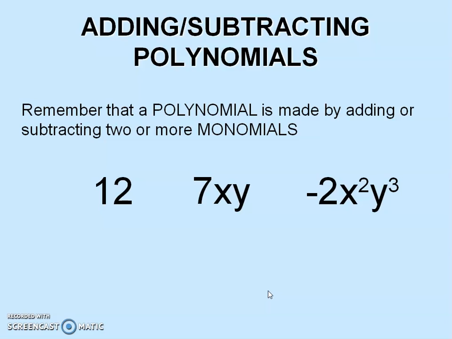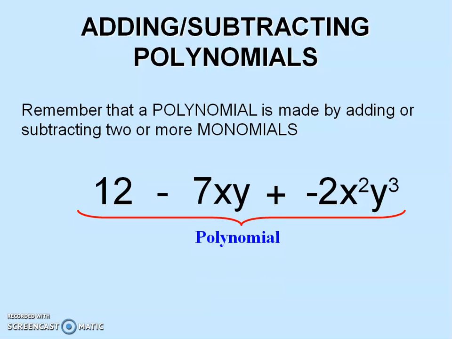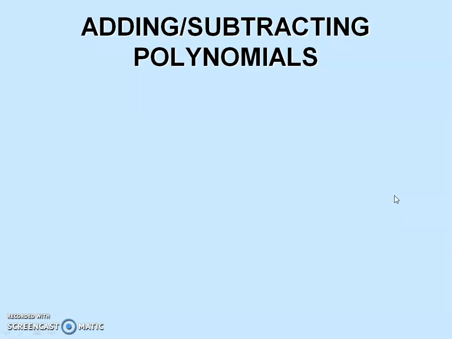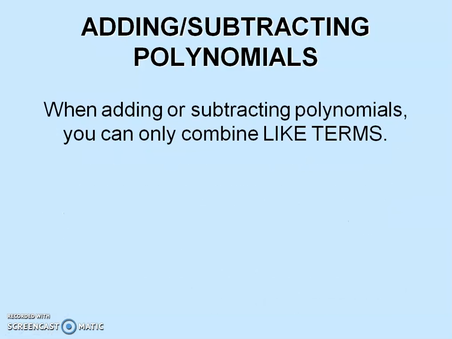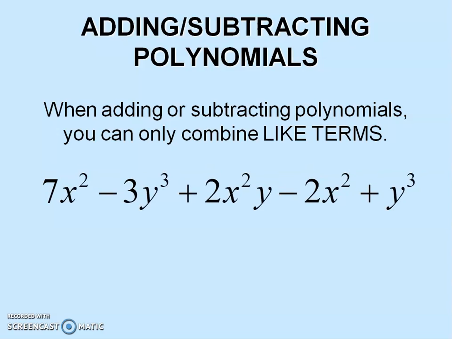When you put them all together and add or subtract them, so if I put some signs in between, 12 minus 7xy plus negative 2x squared y cubed, that is a polynomial. So it's a combination of multiple monomials. When you add or subtract polynomials, you can only combine the like terms. That's an expression that we're going to use a lot in math.